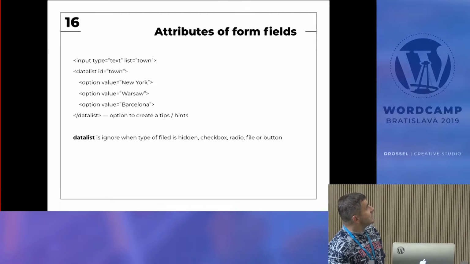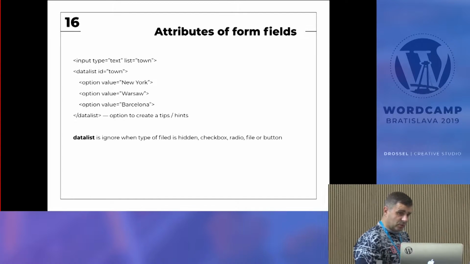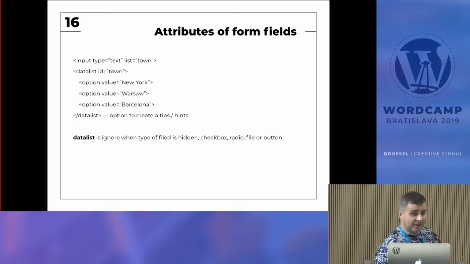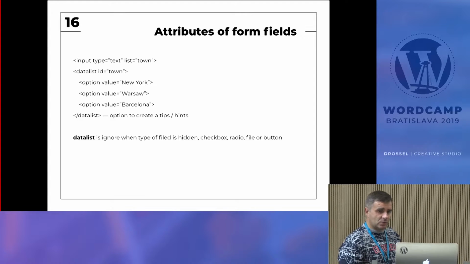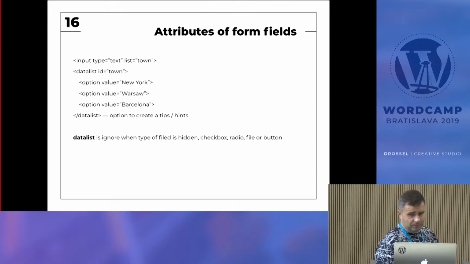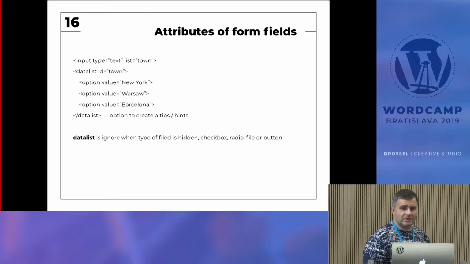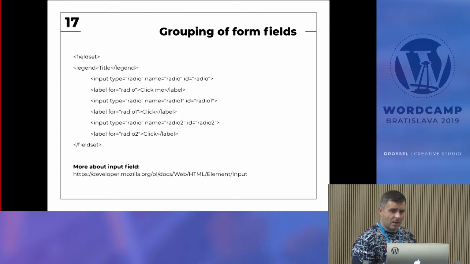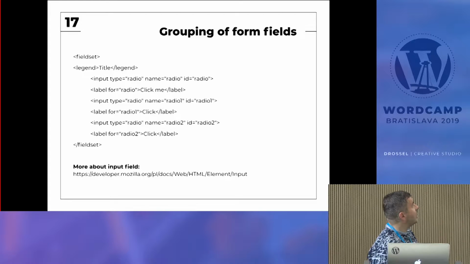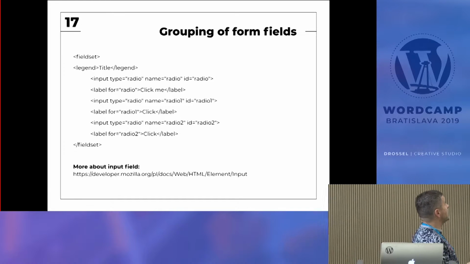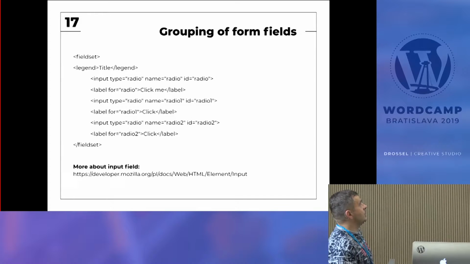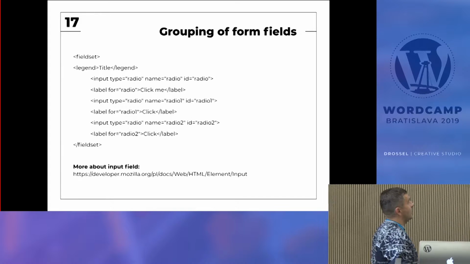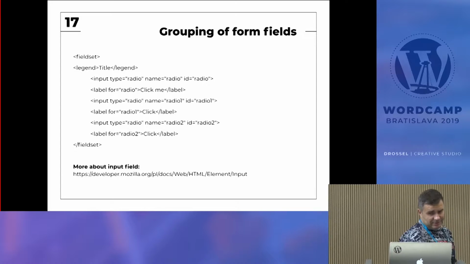And the last one is the datalist attribute. We can use this to make some hints or tips for our user. And it's not working for hidden fields, checkbox, radio, file, or button. We can group our fields. So it's an example. And that's all about the fields. If you would like some more information, this is a link to the documentation to read about this.